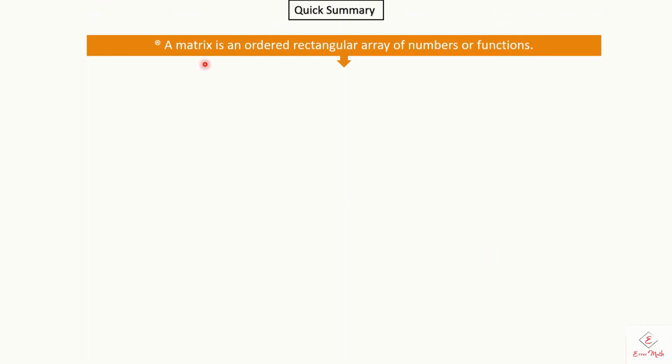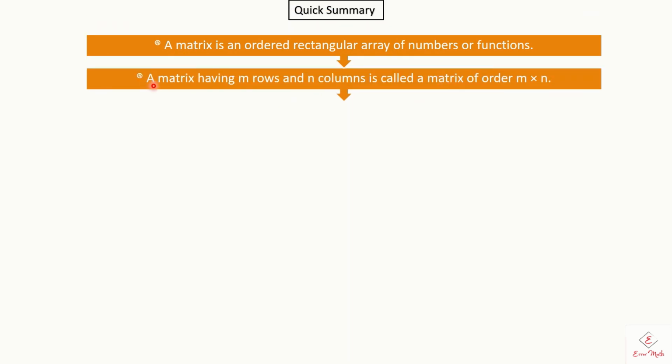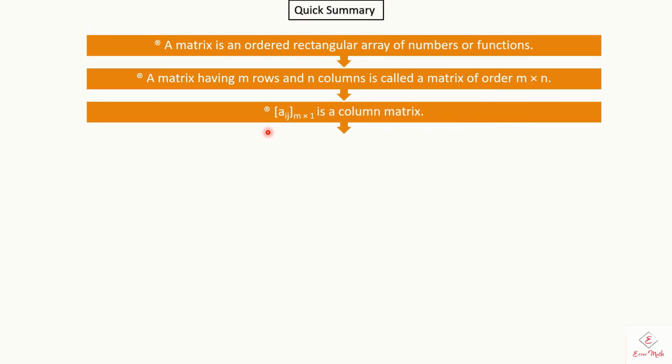First we have seen a matrix. क्या होता है matrix? It is an ordered rectangular array of numbers or functions which is represented in square brackets. Next हमने देखा order of a matrix, the total number of rows by the total number of columns, उसे हम ऑर्डर ऑफ मैट्रिक्स बोलते हैं, and it is represented by m cross n or m by n. Next हमने देखा types of matrix.